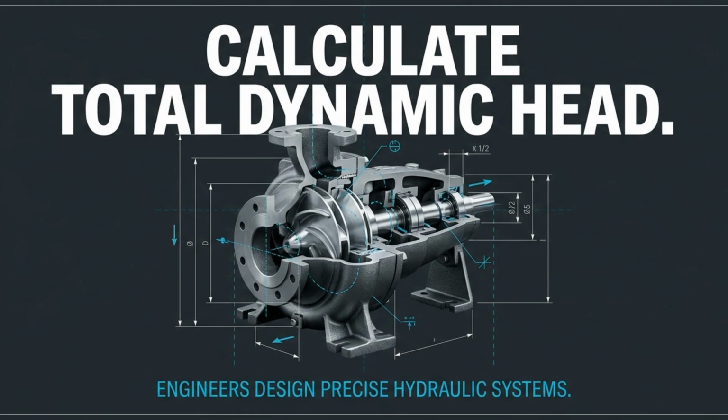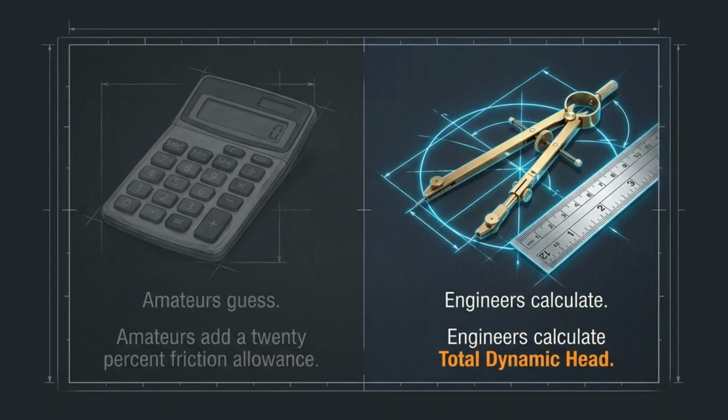Welcome to this video on calculating total dynamic head, or TDH, for hydraulic systems. Engineers rely on precise calculations to ensure optimal performance in their designs. While amateurs might guess or add a simple 20% friction allowance, engineers perform rigorous calculations to determine the exact total dynamic head required for a system.